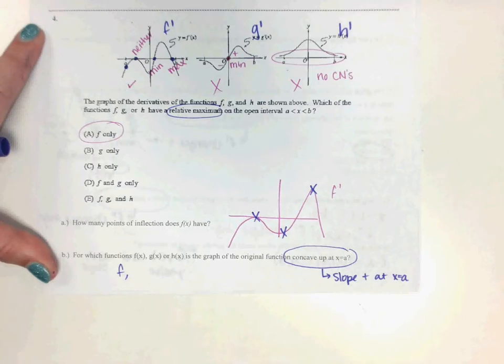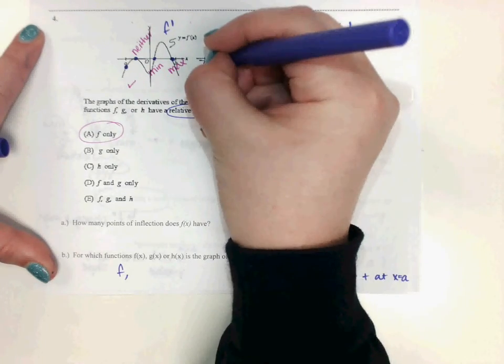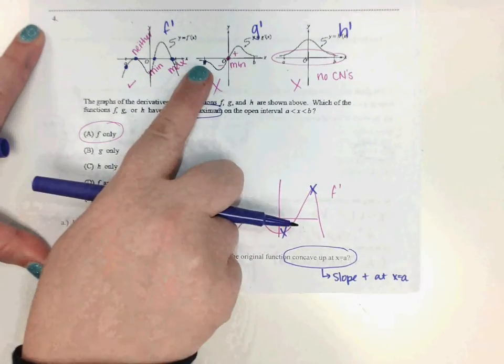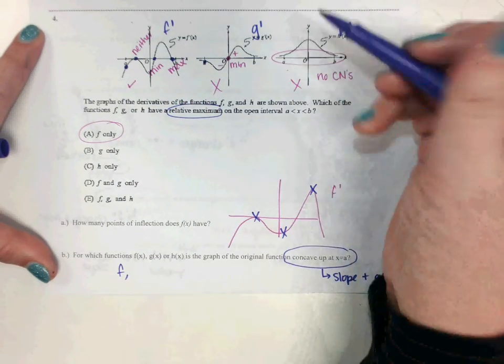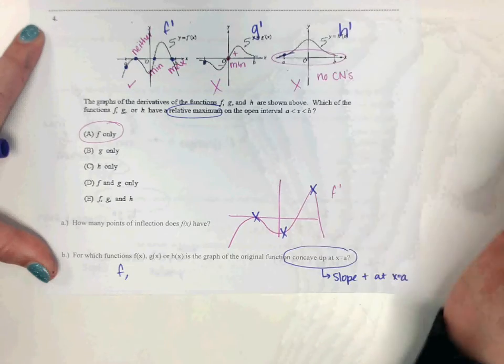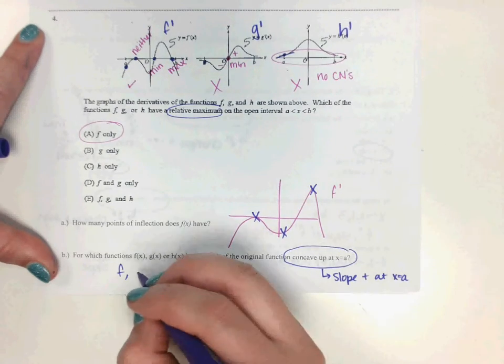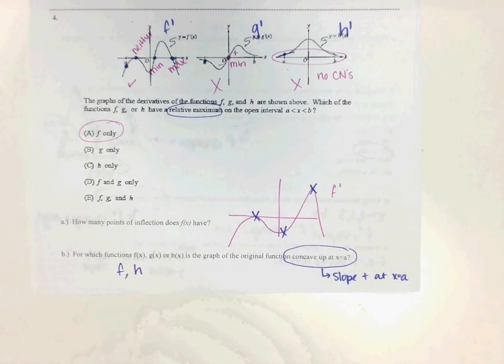What about for G? Look at A. What's my slope? Okay, it's going downhill, so is it going to be concave up there? No. What about the last one at A? Okay, I see a positive slope. That means the original graph would have had to be concave up as well. Make sense?